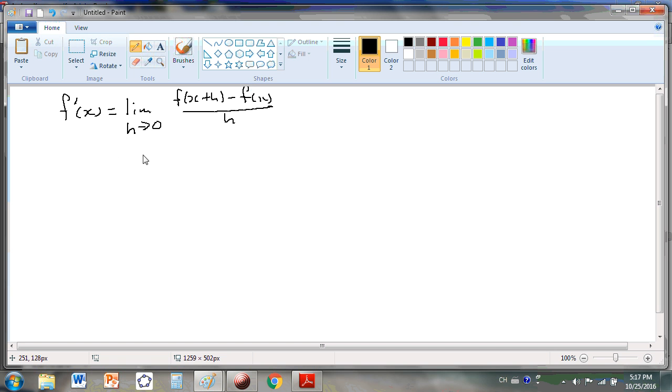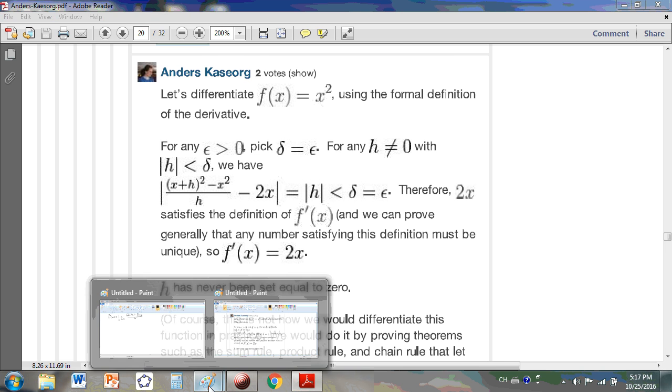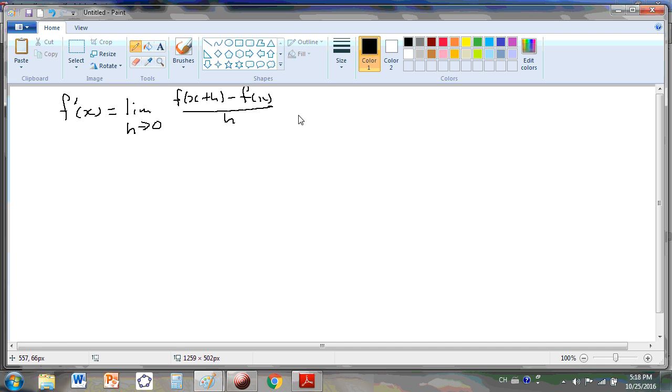Now this definition is flawed for several reasons, but in this video I'd just like to show you that it's actually circular, and I tried to show this to Anders Kaesorg during our debate. If you go back to this original document, he says let's differentiate the function x squared using the formal definition of the derivative. First of all, let's remember that in order to do that we need to know how the limit definition is defined. So this is how it's defined normally.